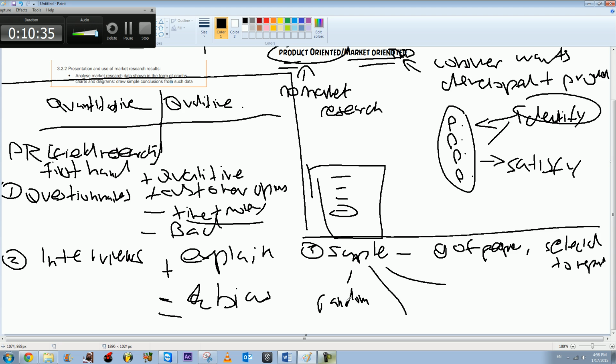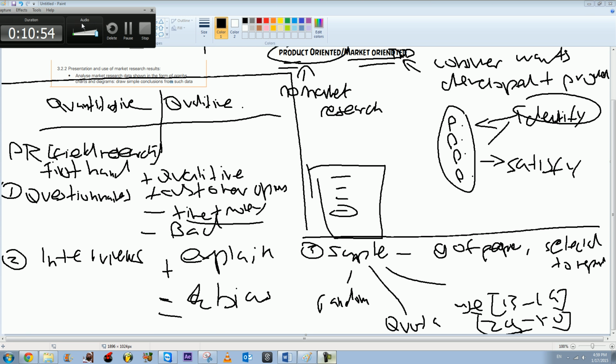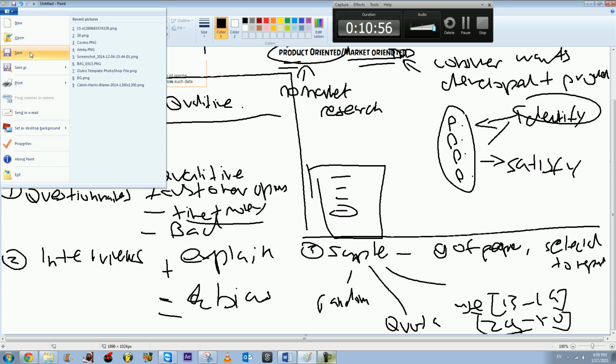So it's totally random. The next one could be quota sample, and this is a selection on the basis of certain characteristics like age, 13 to 19, teens, 25 to 50, for example, like that. That's a sample. There are two more types of primary research.